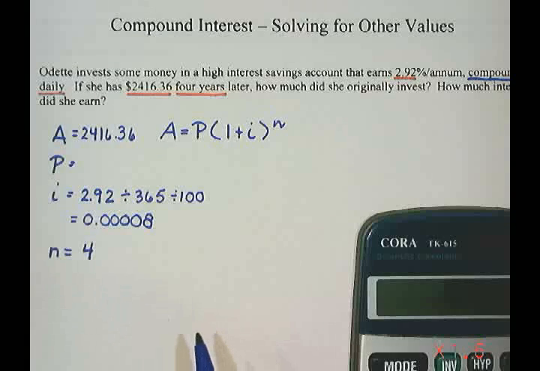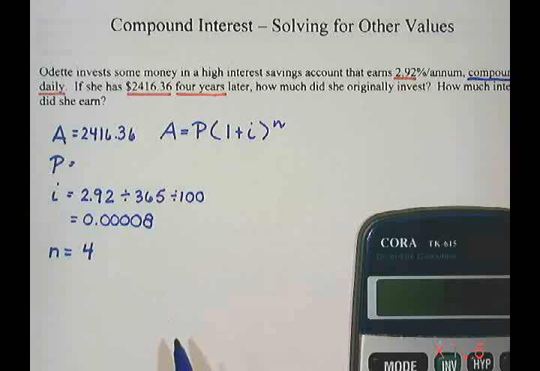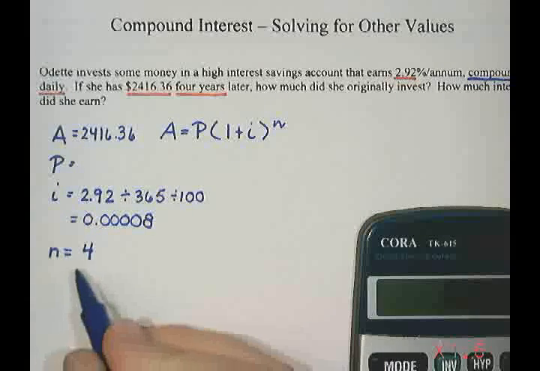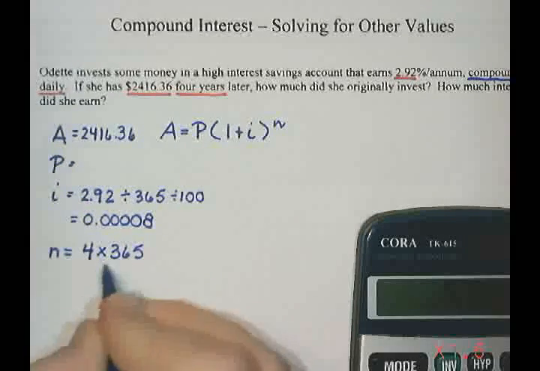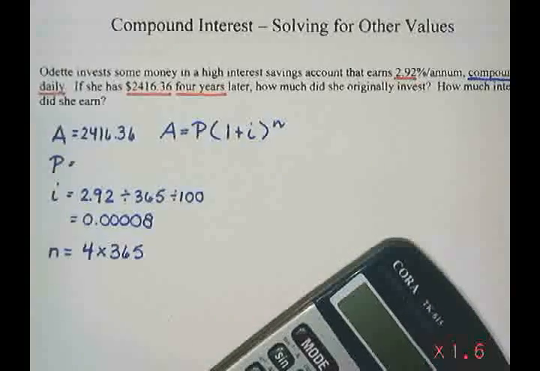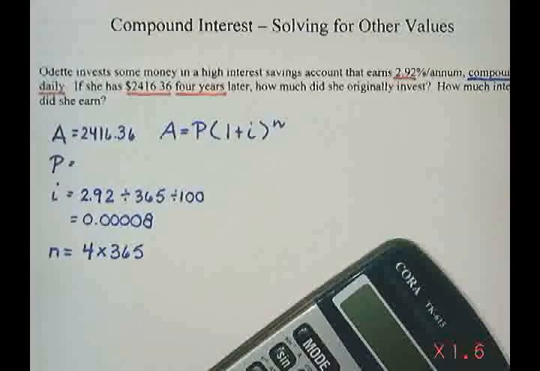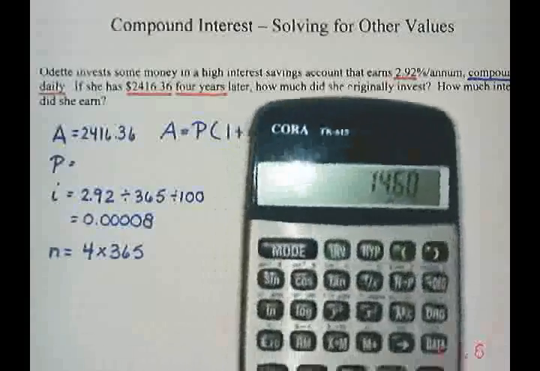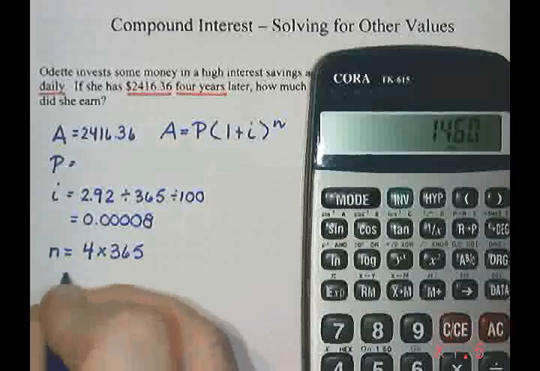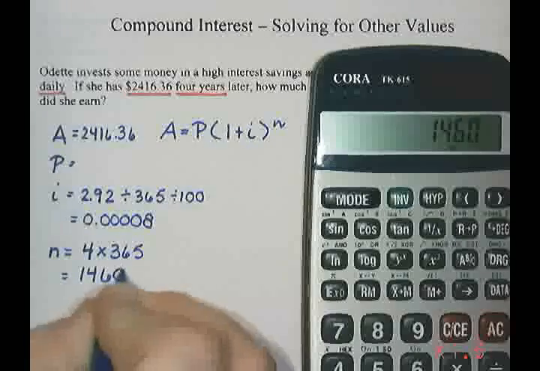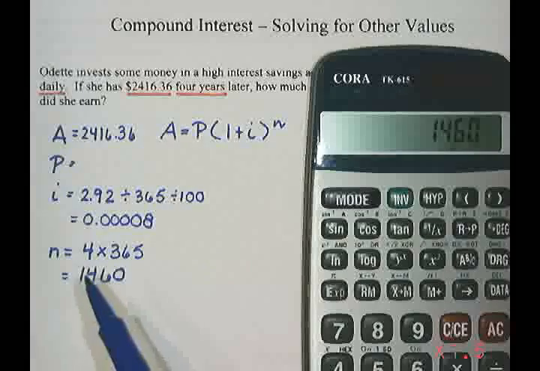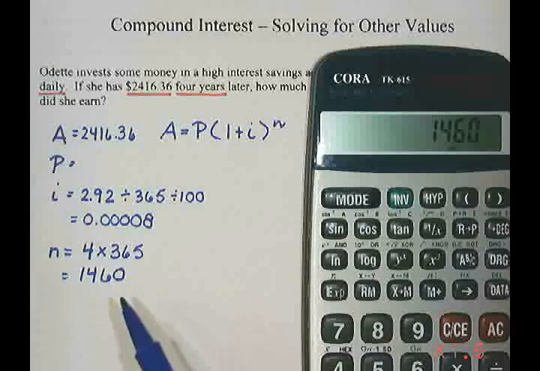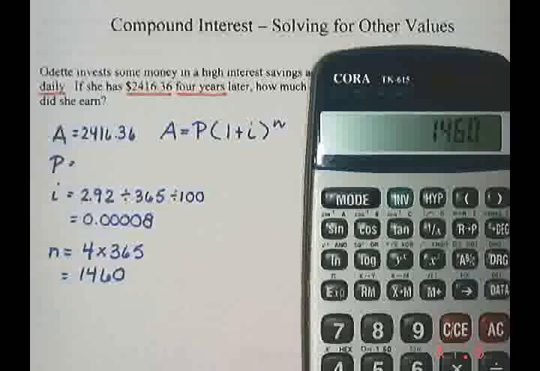But she's not earning her interest only 4 times. She actually earns her interest every single day for 4 years. So we know in a year we have 365 days. So I do 365 times 4, which is 1,460. Now, if we wanted to be a little bit more correct, we could add in 1 extra day, because if there are 4 years, one of those should be a leap year. But I am just going to ignore the leap years and leave it as 1,460.